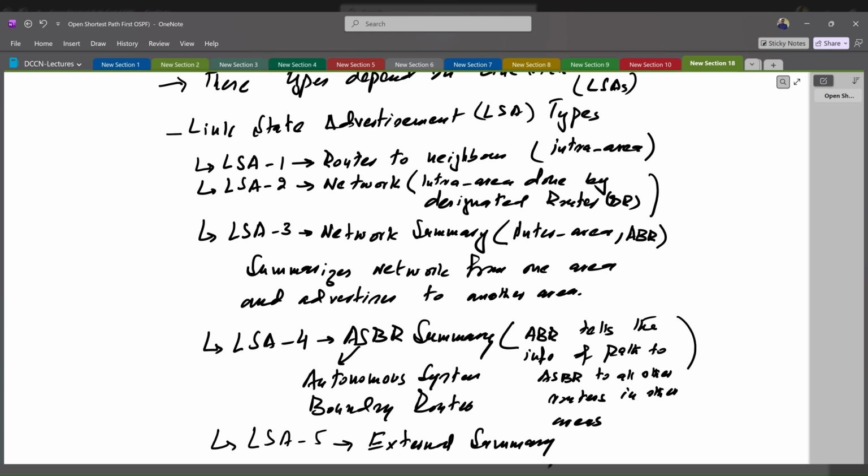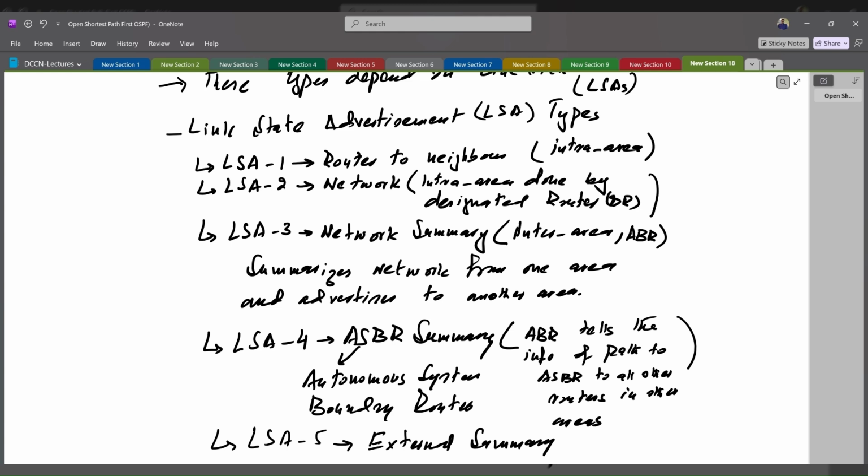Okay, we have type 10 as well, LSA 10, which is again for opaque areas. Then we have different LSAs as well. LSA 11, which is for opaque autonomous system scope. उसका scope autonomous systems के दरमियान है, right? So there are others as well.